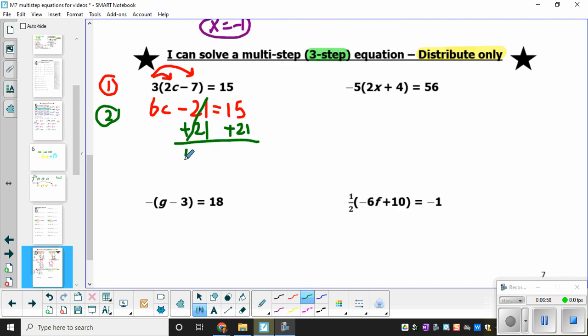All right, so then we're going to bring down the 6c. And over here, this 15 plus 21 is a 36. So our last step here, we're going to divide both sides now by the 6. Those coefficients cancel out, and c here is 6. c equals 6.